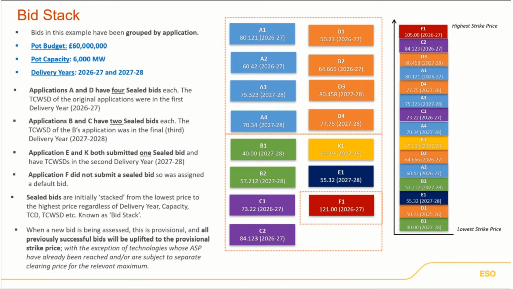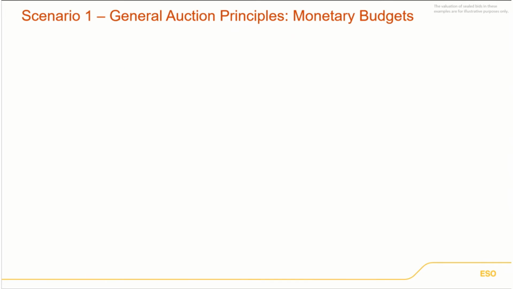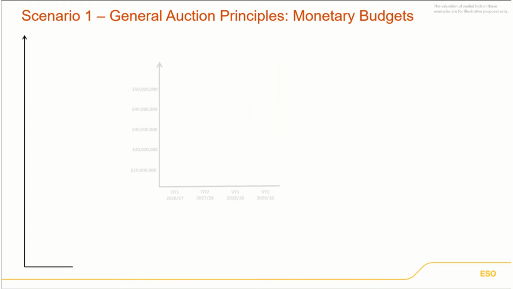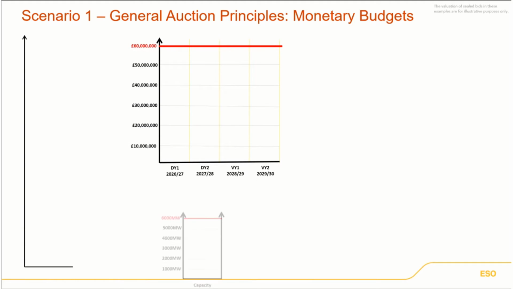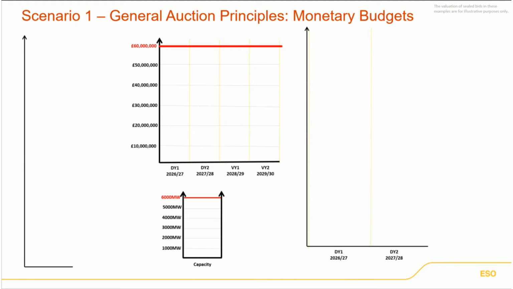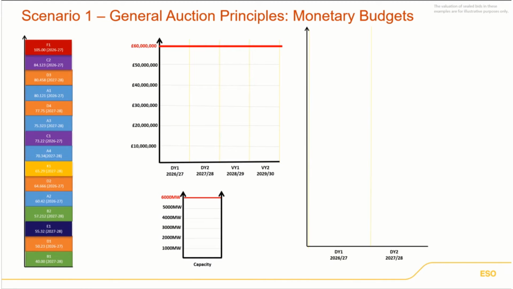Let's jump into our first example. Please note that the valuation of sealed bids in the following examples are for illustrative purposes only. Firstly, we have our bid stack on the left-hand side of the screen, showing all the bids submitted for the applicable pot. These are stacked from the lowest price to the highest price. Secondly, we have our auction stack on the right-hand side of the screen, showing the 2 delivery years, and this will demonstrate how each bid is assessed.